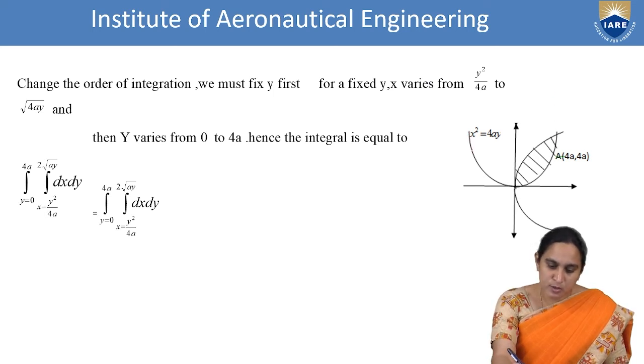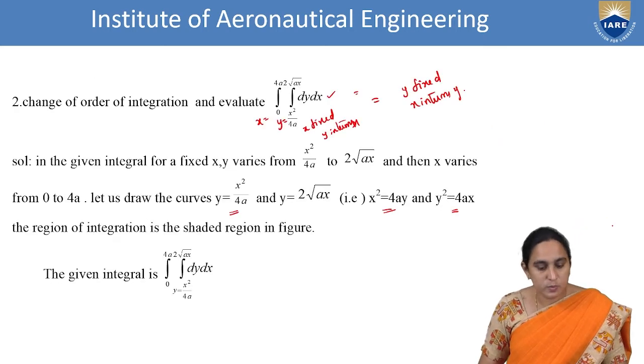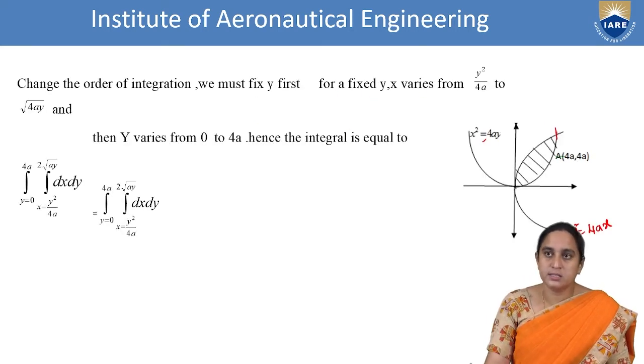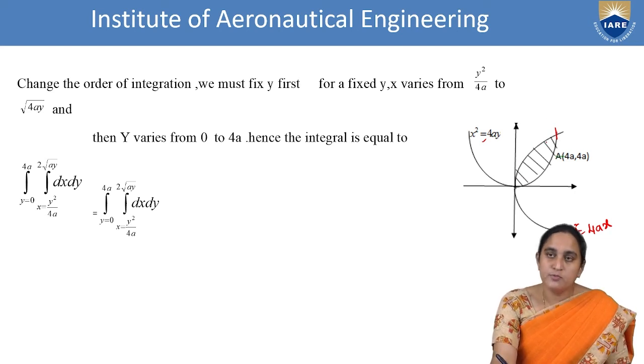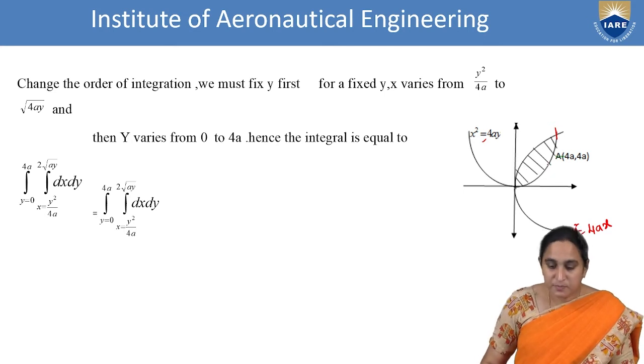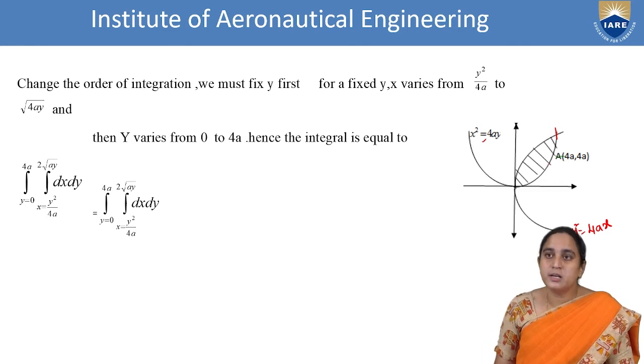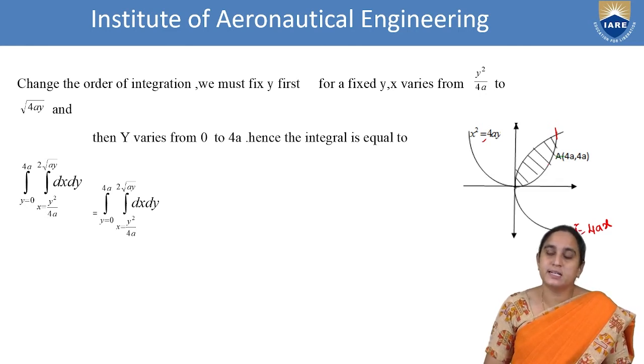X square is equal to 4ay, sorry. This one is x square equals 4ay and this one is y square is equal to 4ax. From this shaded region, now we have to find the value of the given question, by using change of order of integration. After this diagram, we see where the two are intersecting.